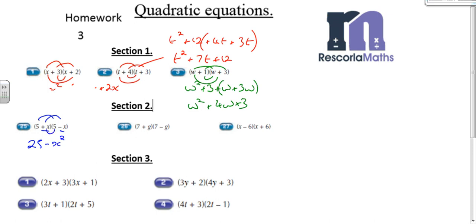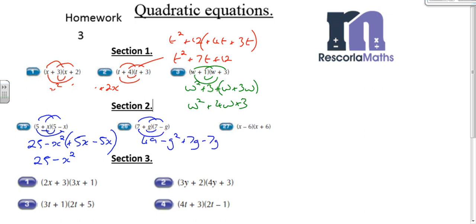Then you've got the nose, so that's going to be plus 5x. And the mouth, which is minus 5x. And so that's going to be 25 plus 5x, simplify the nose and the mouth, plus 5x minus 5x is going to be 0. So 25 minus x squared. Next one. Left eyebrow, 7 times 7 is 49. The right eyebrow, g times minus g is minus g squared. You've got the nose, which is plus 7g. You've got the mouth, which is minus 7g. Plus 7g minus 7g cancel each other out, leaving us with 49 minus g squared.